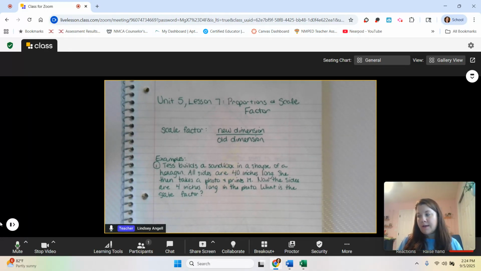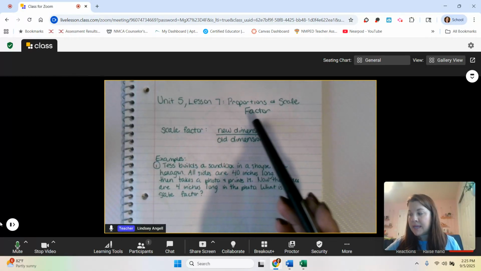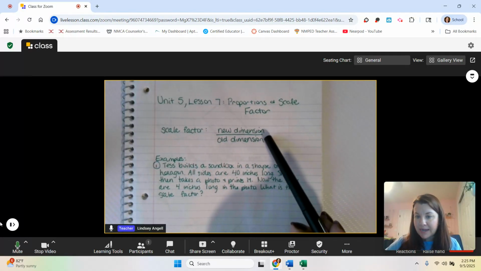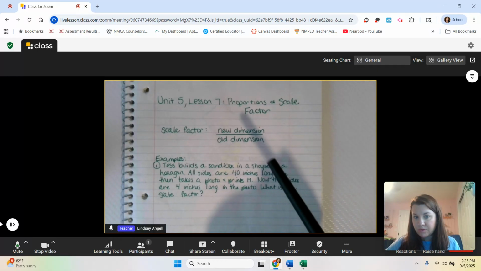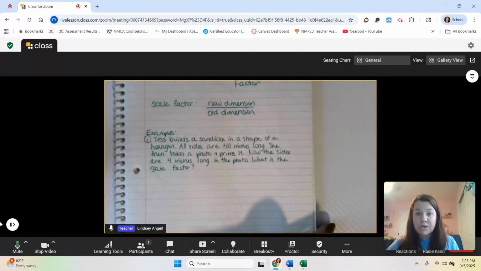Okay, so personally I think this is a pretty straightforward lesson. There's just a couple things that we really have to make sure that we're doing in order to get the correct answer. First off, scale factor is found by taking the new dimension and dividing it by the old dimension. All right, so that's all we're doing. So let's go straight into examples.